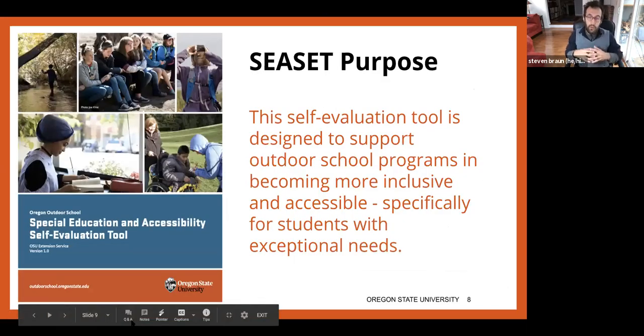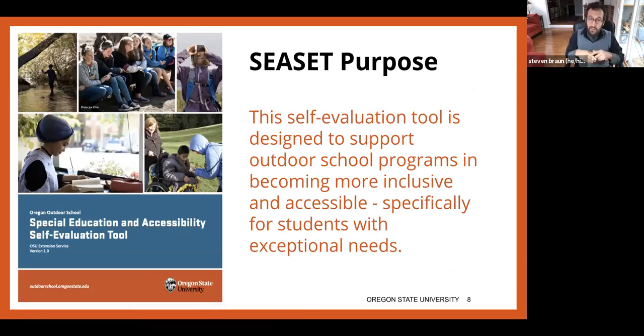So with that, I want to tell you our official purpose as listed in the SEASET, which is that this self-evaluation tool is designed to support outdoor school programs in becoming more inclusive and accessible, and specifically for students with exceptional needs. Now, in order to really move through the SEASET today, we're going to have to provide some background knowledge. And so we're going to transition to a video which provides some basics of special education in schools, this foundational information for us to move forward.